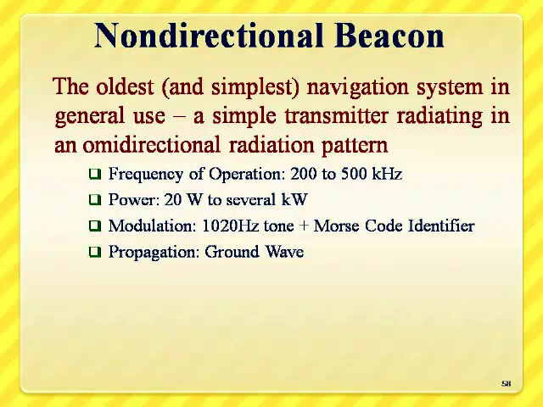The frequency of operation is between 200 to 500 kilohertz. The power it may be radiating is in the range of 20 watts to several kilowatts. The modulation it will be using is 1020 hertz tone plus Morse code identifier. That is about its location, where it is placed. The information is sent through a Morse code kept on a 1020 hertz signal, and the propagation of this signal is in the ground wave because it falls within the 500 kilohertz region.